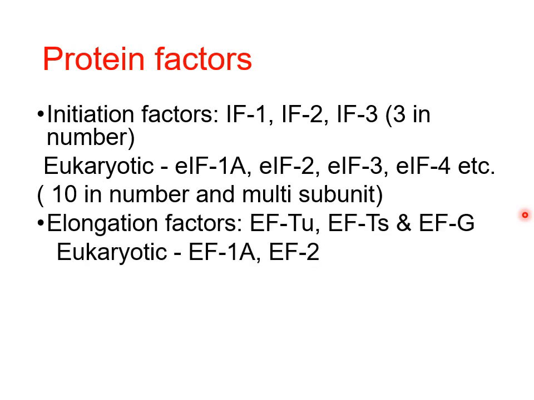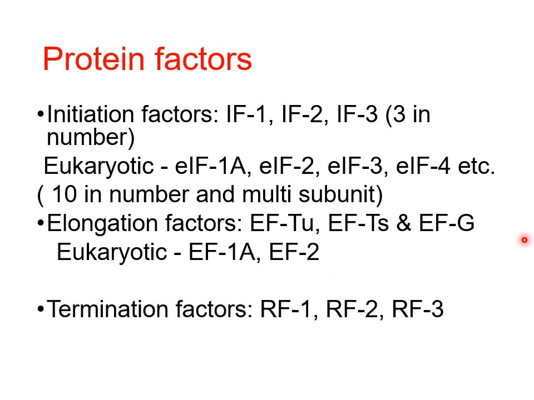Now, apart from the initiation factors, we also require elongation factors. In case of prokaryotes, we have EF-Tu, EF-Ts, and EF-G. Correspondingly, in eukaryotes, we have only 2 of them: EF1A, which some literature may give as EF1 alpha, and then EF2.